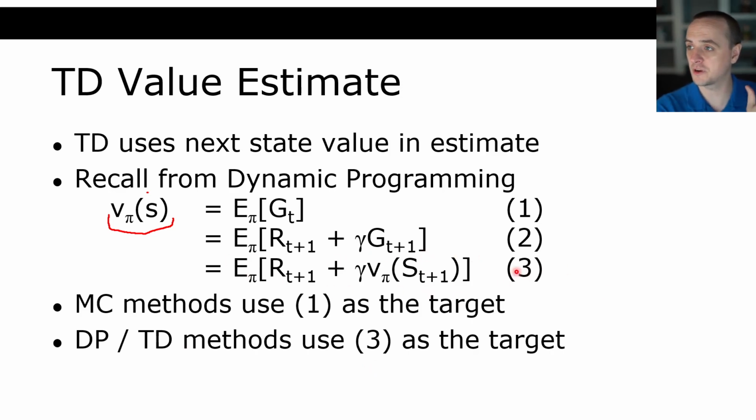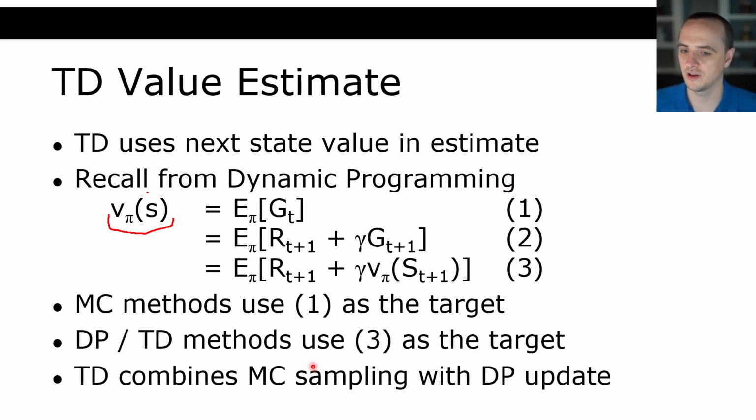But they end up converging to the same value because they're equal, right? As time goes on, as t goes to infinity, this right here is the same as this right here. And we just derived it. We've derived that throughout the course. It's just that the Monte Carlo method needs to wait for the episode to finish so we can compute the return, whereas temporal difference learning doesn't need to wait. So TD combines Monte Carlo sampling with the dynamic programming update. All right, and that's the power of TD learning.